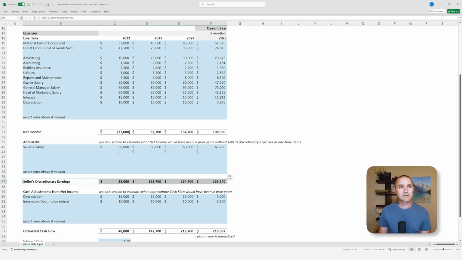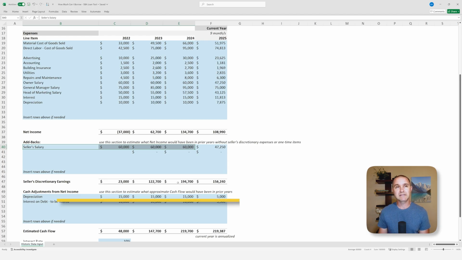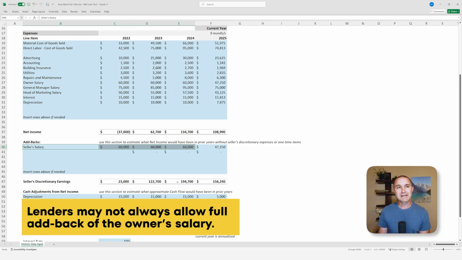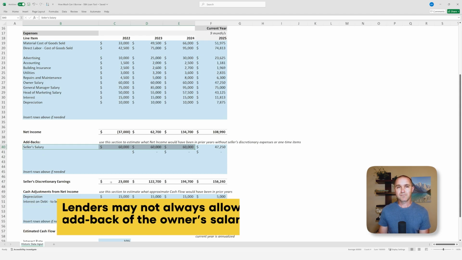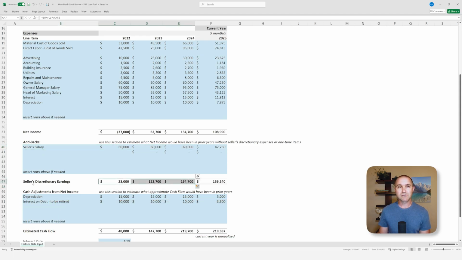Now, I want to point something out here about the seller's salary: there's a caveat. Yes, you can add it back, and it does give you seller's discretionary earnings. Yes, that's true. But your lender may not give you that as an add-back to say that all of the seller's discretionary earnings is available to repay the loan.